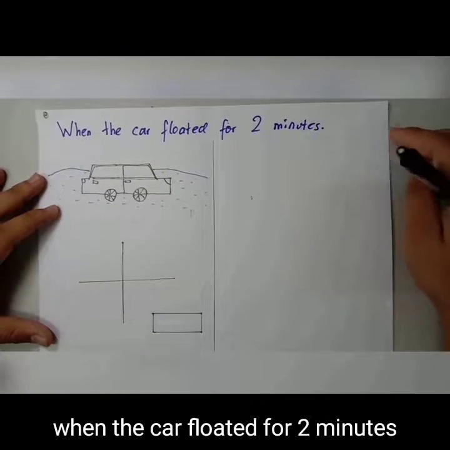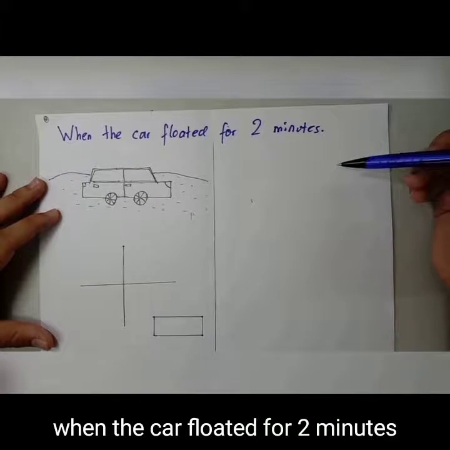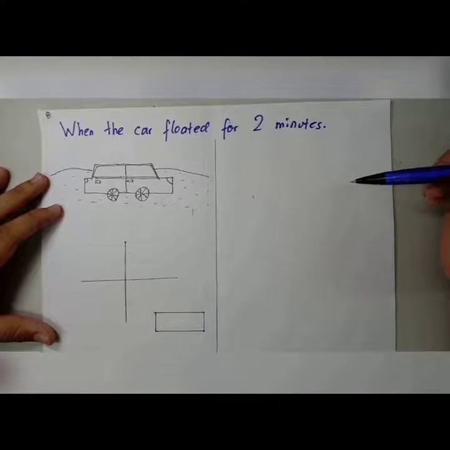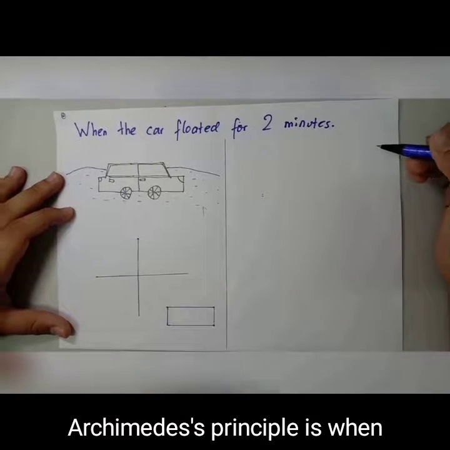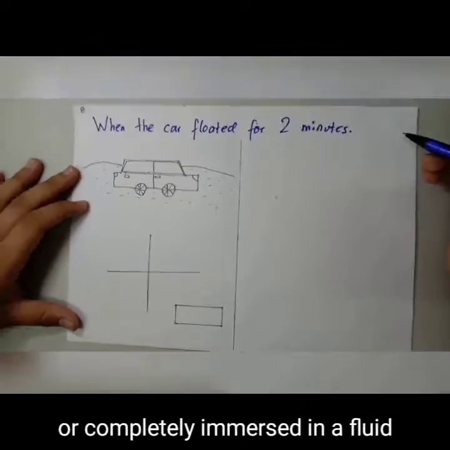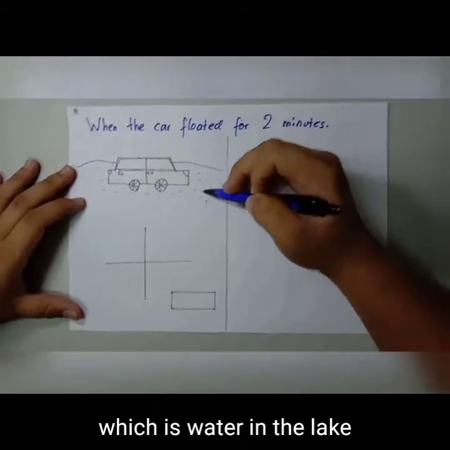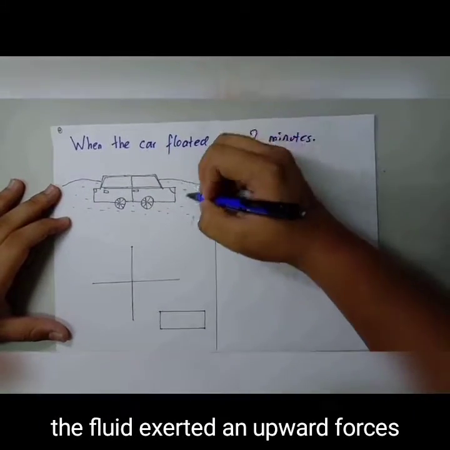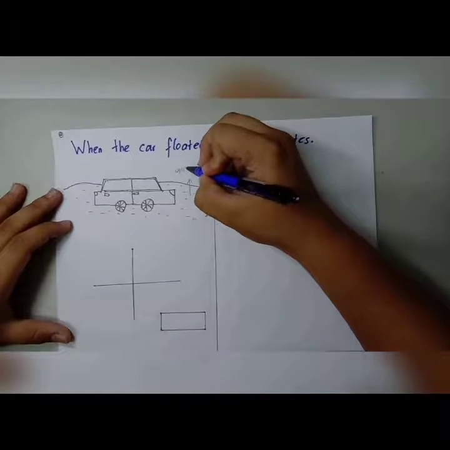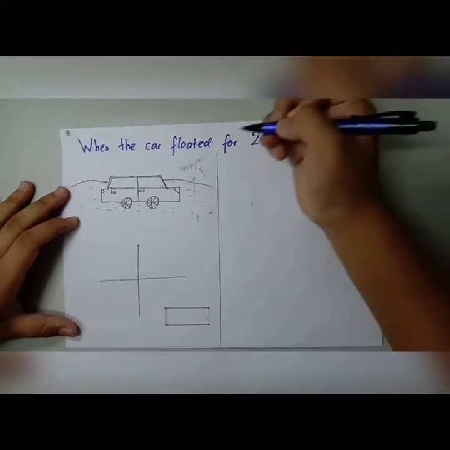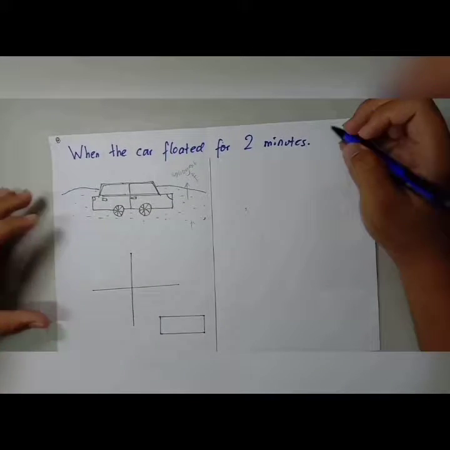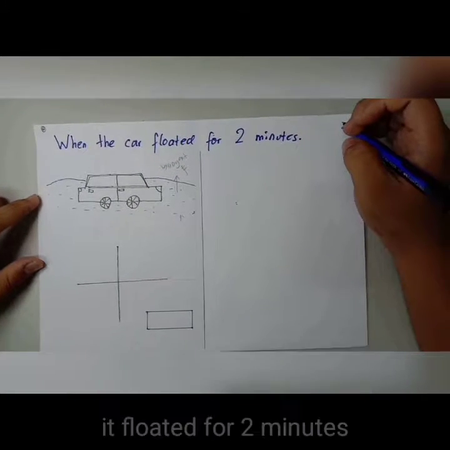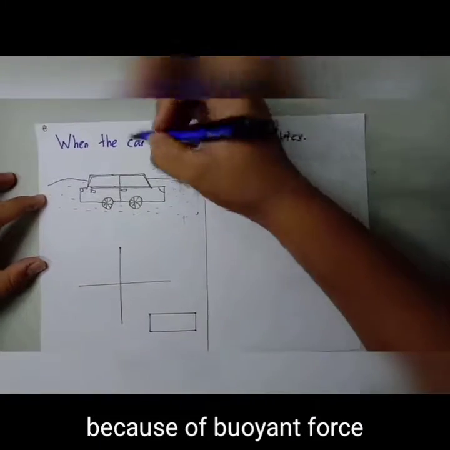So now moving to when the car floated for 2 minutes. Why did the car float for 2 minutes and not sink immediately? This is because of the Archimedes principle acting on the car. Archimedes principle is when an object is partially or completely immersed in a fluid, which is water in the lake, the fluid exerts an upward force, which is a buoyant force, on the object, which equals the weight of the fluid displaced by the object. So in this case, it floated for 2 minutes because of the buoyant force.